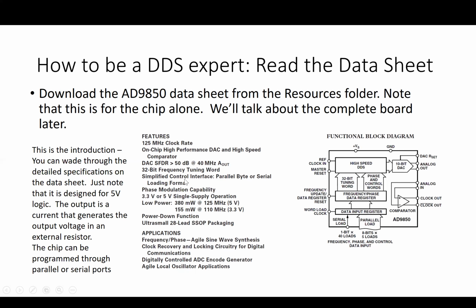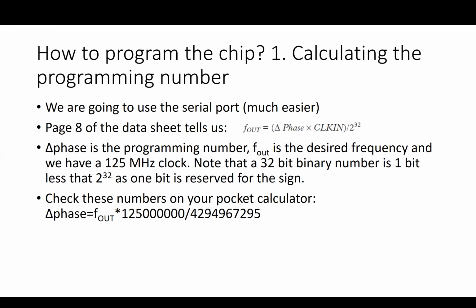So here in this initial description, the clock rate, the 32-bit tuning word, and then you see it'll handle either a 3.3 or 5 volt single supply, so absolutely perfect for powering from our Arduino. Hooray! Okay. As I said, we're going to use the serial port to program our chip.